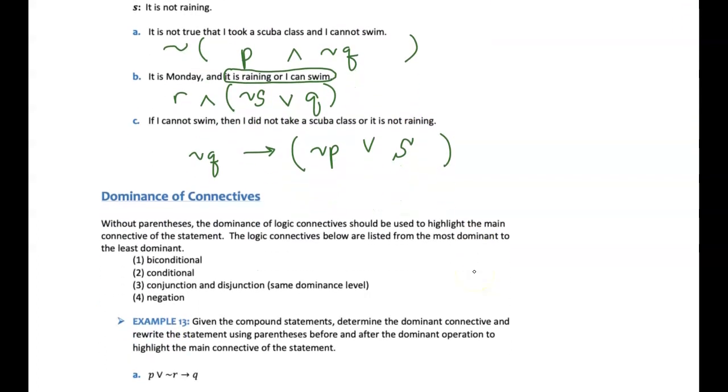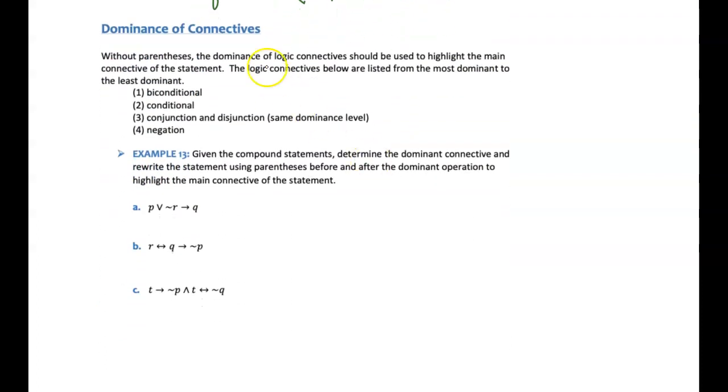Let's discuss the dominance of connectives. Without parentheses, the dominance of logic connectives should be used to highlight the main connective of the statement. The dominance goes in order from most dominant to least dominant. Most dominant is a biconditional, and in symbolic notation we would use a double-sided arrow. Next dominant would be a conditional. Going in order after a biconditional and conditional would be conjunction and disjunction at the same level of dominance. And then finally the negation.